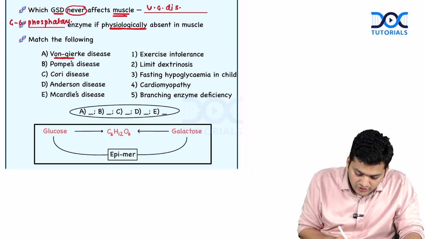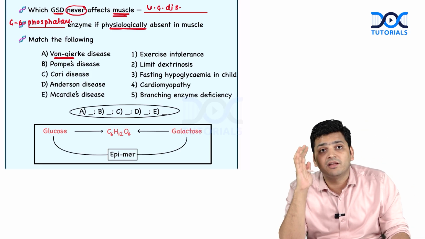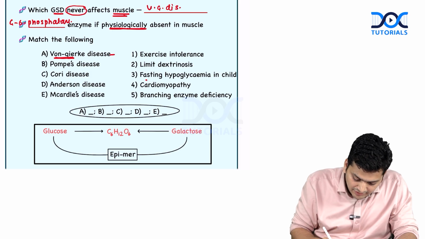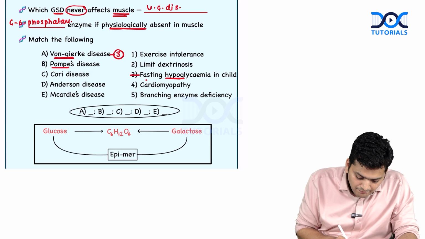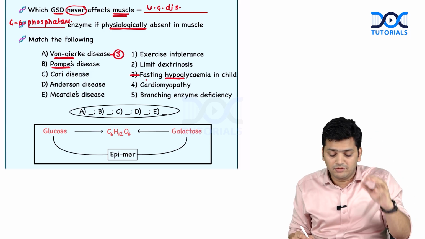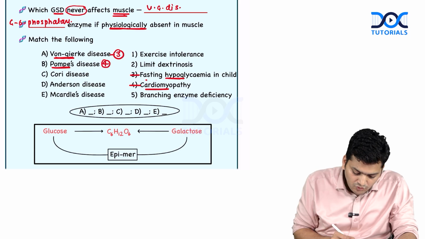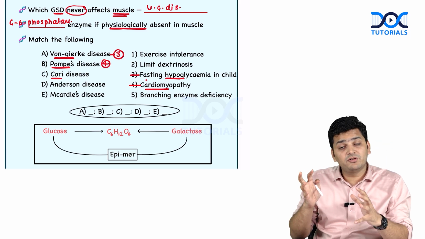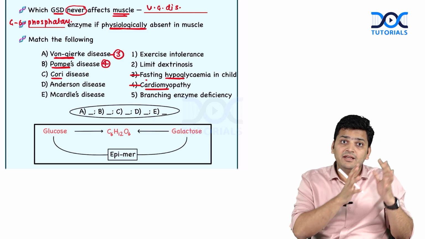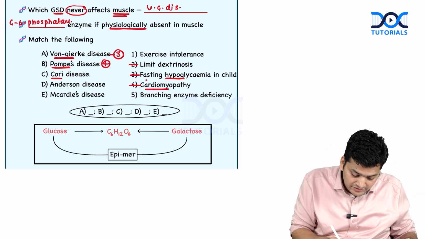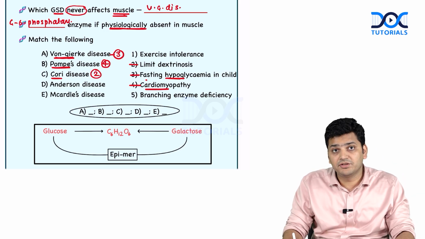Now here are the keywords. Von Gierke disease. Whenever I say von Gierke, what comes to your mind? Hypoglycemia. The fasting hypoglycemia in the child. Pompe disease, muscle problem, the cardiac muscle problem, particularly cardiomyopathy. Cori disease, what is going to happen? A, B, C, D. C, Cori. Deficiency of debranching enzyme. What is going to accumulate? The limit dextrin, also called limit dextrinosis.